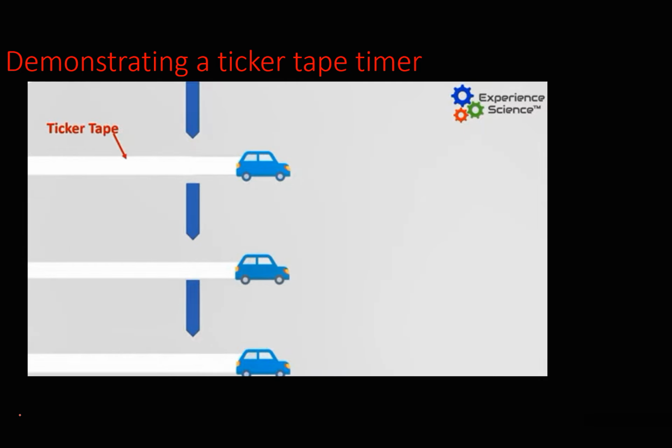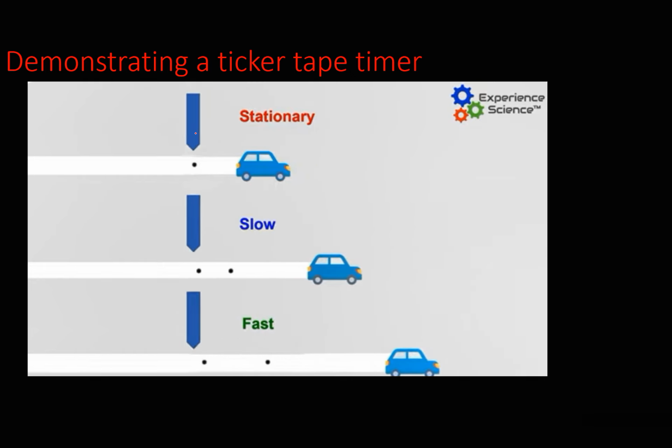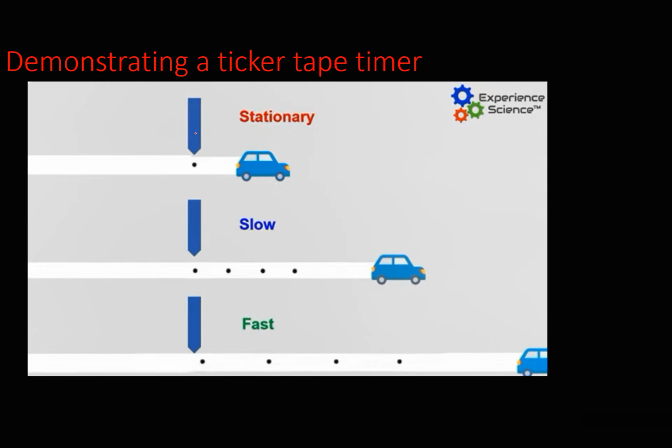So we have a needle, which is the ticker timer, which is going to put marks onto the tape. So we have three objects. One is stationary, one is going to be moving slower, and one is going to be moving faster. So our task is to inspect and analyze the dots which are formed. So compare the dots for a stationary object, the one which is moving slower and one which is moving faster.